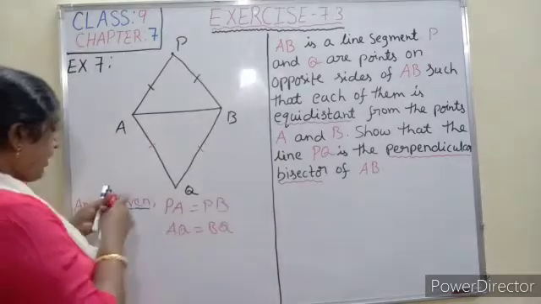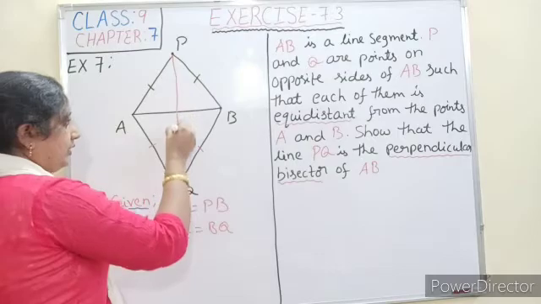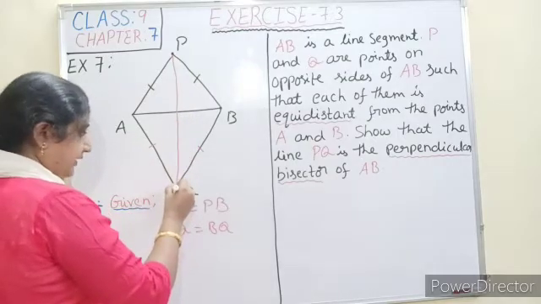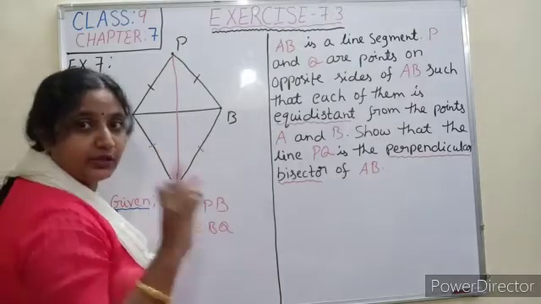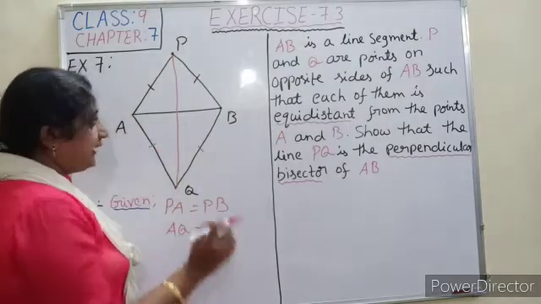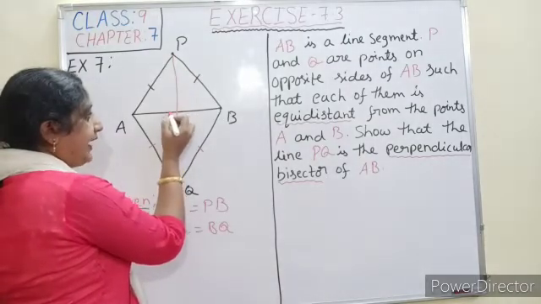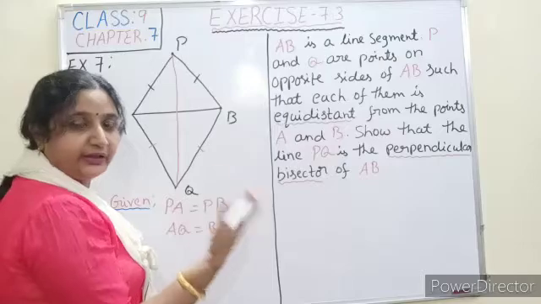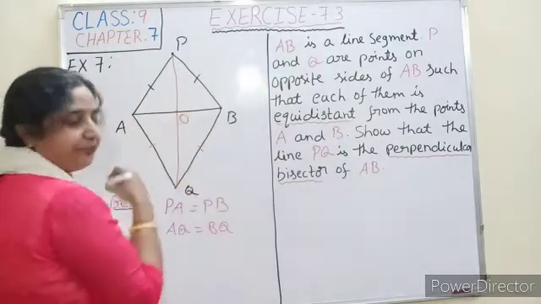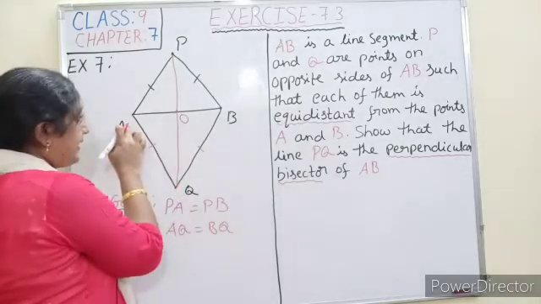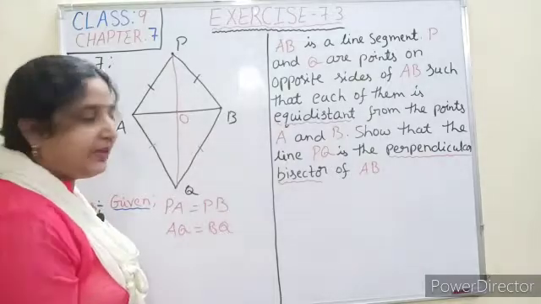That means I have to join this PQ line. So when I am joining P and Q, this PQ line segment should be perpendicular. That means here it should form a 90 degree perpendicular bisector. Bisector means, see, I am taking the intersecting point O. The lengths AO and BO should be the same.